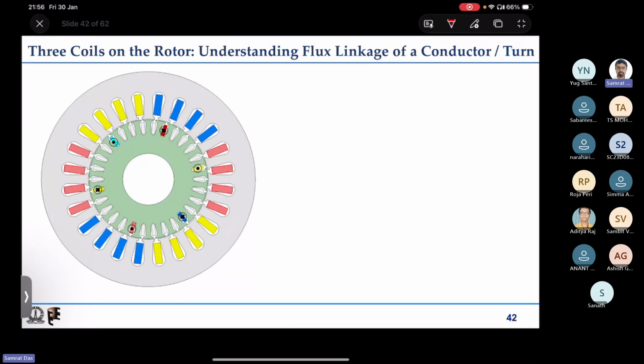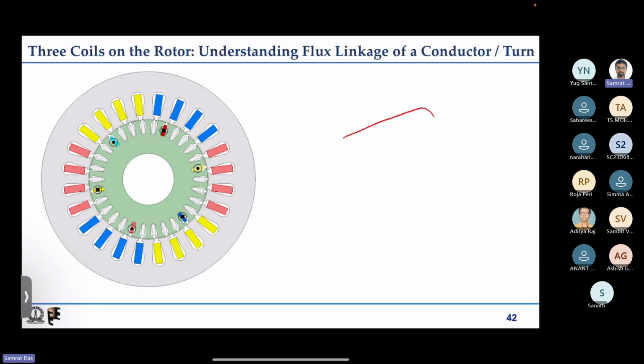So we had discussed these things in the last class, and we have just recapitulated them. Now we'll ask a question: is it actually necessary for us to give excitation in the rotor, or can that happen automatically also? To understand that, we need to understand what we mean by flux linkage for a conductor or turn.